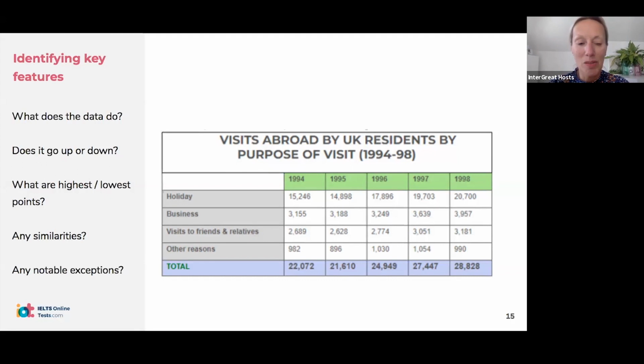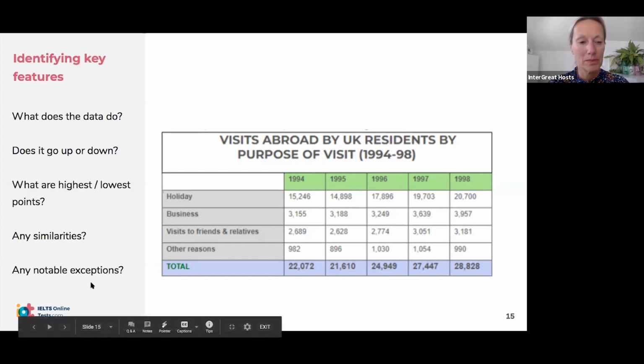Are there any notable exceptions? Anything that's completely different or stands out? 1996. Yeah, 1998, other reasons go down. Okay. Yeah, 95, that's right. Some categories went down. Yeah. Yeah, so just keep that in mind.